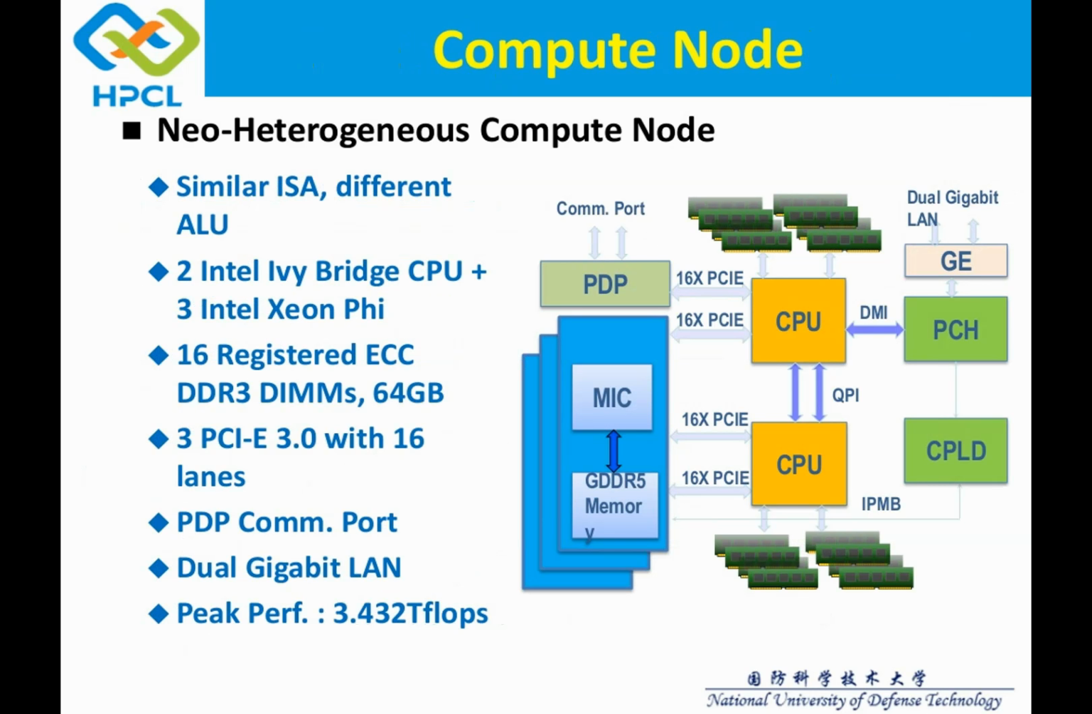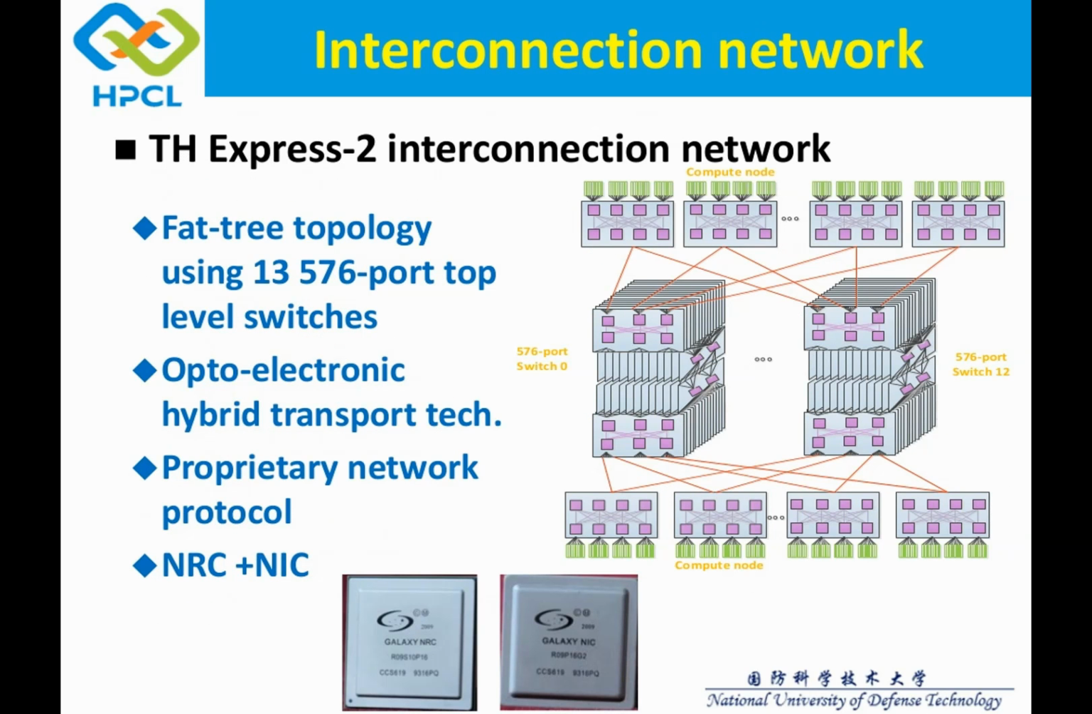Now let's look inside each node. As I mentioned, each node has 2 Intel Xeon CPUs and 3 Intel Xeon Phi many core processors. Each node has 64 gigabytes of memory, and it uses PCI 3 with 16 lanes. Putting all this together, each node has about 3.4 teraflops of performance, and we have 16,000 of these nodes. So that's for the processing.